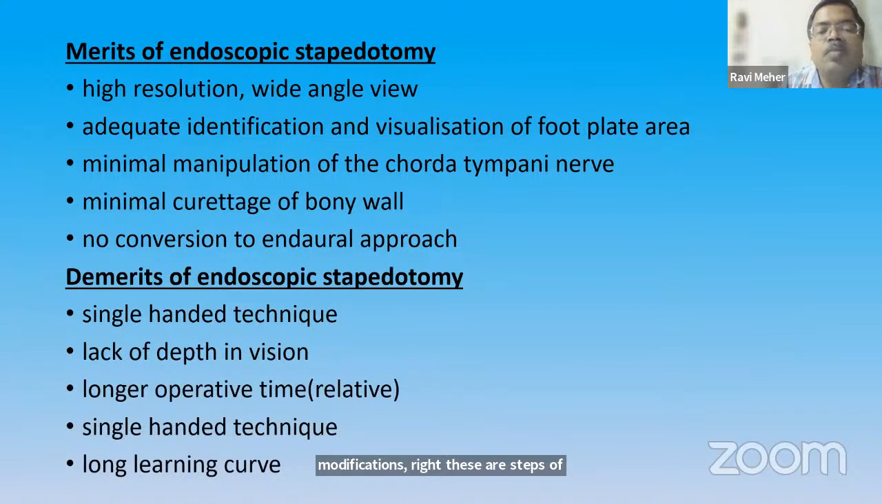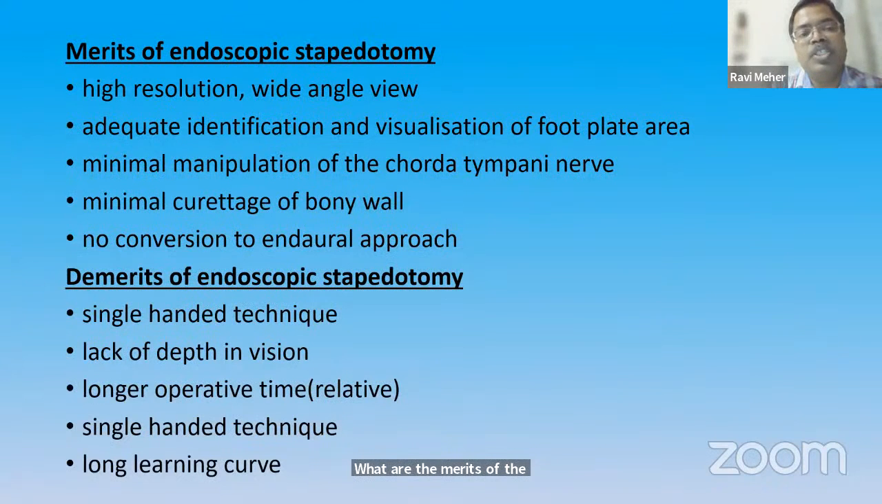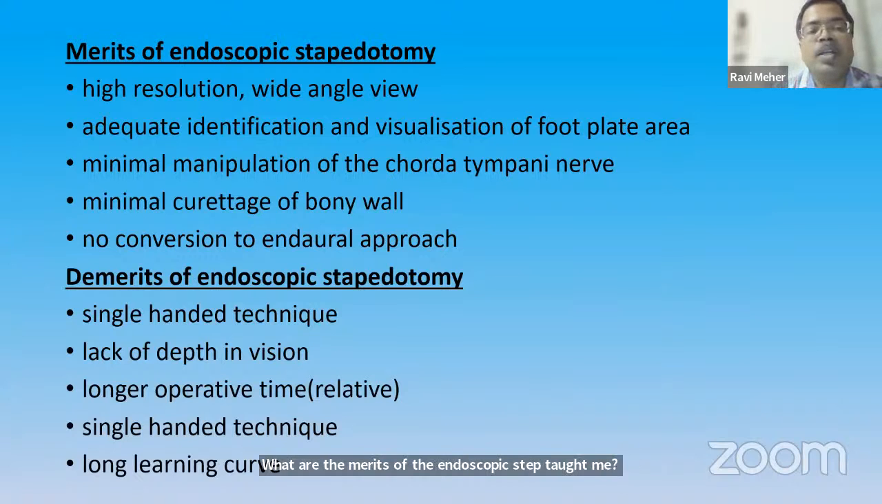What are the merits of endoscopic stapedotomy? We have a very high quality image, high resolution, wide angle view, adequate identification and visualization of the footplate area, minimal manipulation of chorda tympani, minimal curettage of the posterior bony wall, and no conversion to an endaural approach.